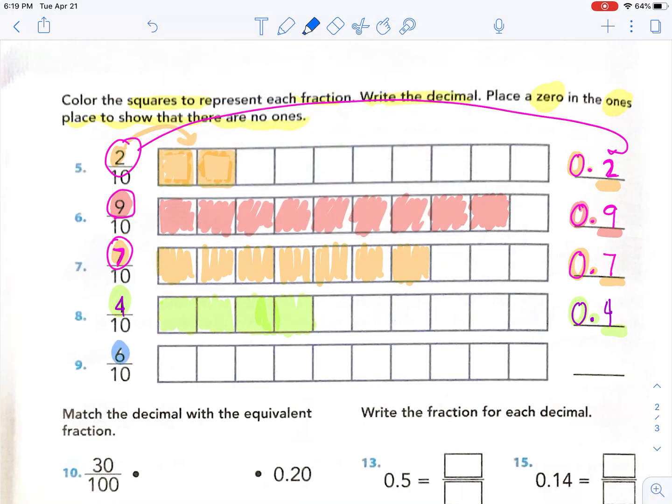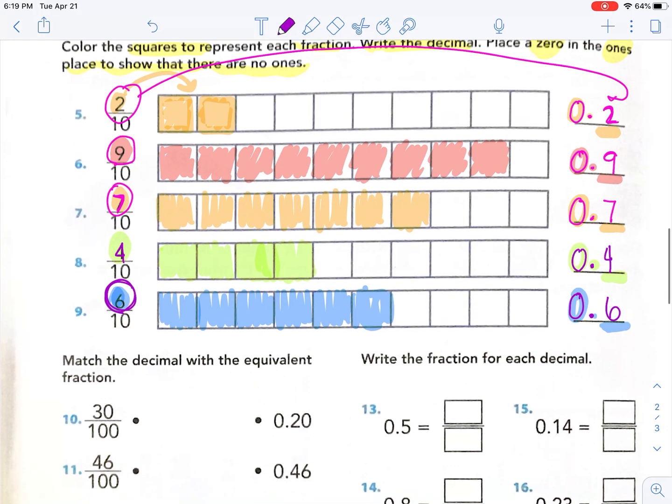Okay, last one. I think you see the pattern. I'm going to color in 6 out of this 10 rod. 1, 2, 3, 4, 5, 6. Okay, I colored in 6 because there's 6/10. I know that there's no whole numbers. I know that there'll be a decimal. And I know that there will be a digit in the tenths place. What number am I going to put in the tenths place, boys and girls? Well, let's write the 0. There's no whole numbers. There's my decimal. And what number goes in the tenths place? 6. 6/10. It sounds just like the fraction, but that's what the decimal looks like.